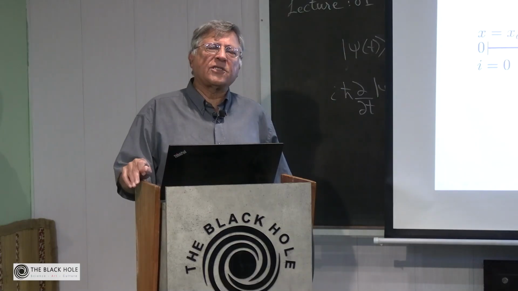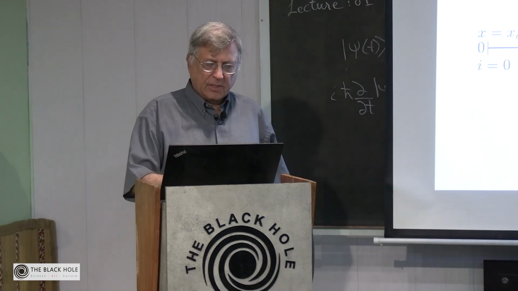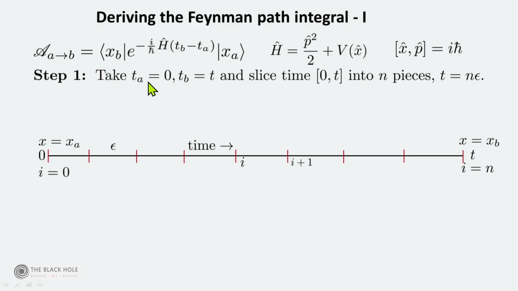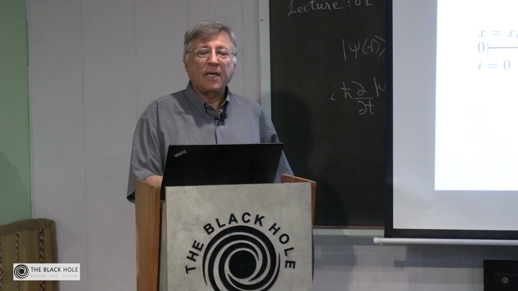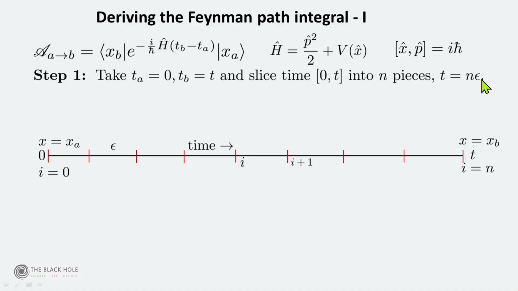Okay, now we're going to do this. We're going to calculate this amplitude in a number of steps. And since I don't want to write TA all the time, I'm just going to say TA is 0, TB is T, and I'm going to slice the time interval between 0 and T into n pieces. So each of those pieces is going to be of size epsilon. Epsilon is equal to T divided by n. And at the end of the game, I'm going to take n to infinity. But meanwhile, we'll just take a few of them.